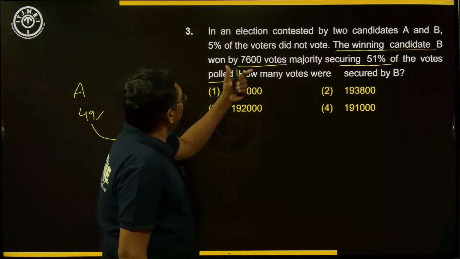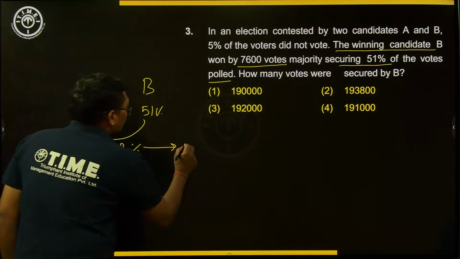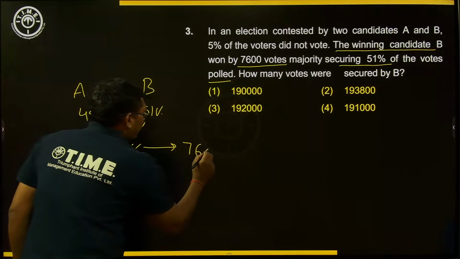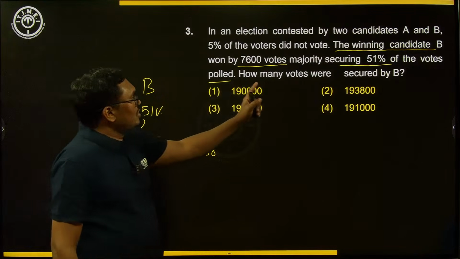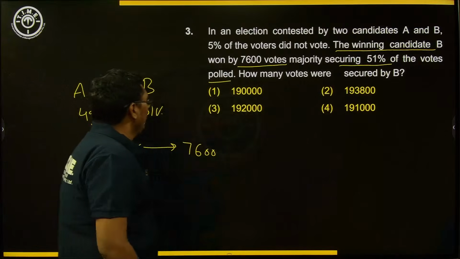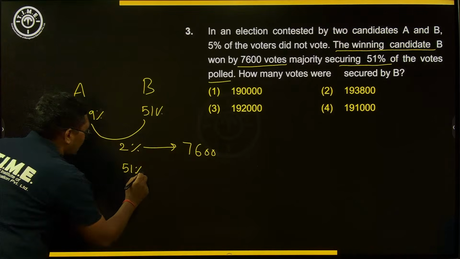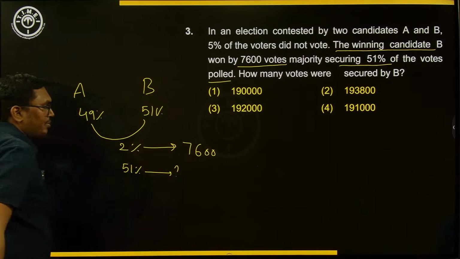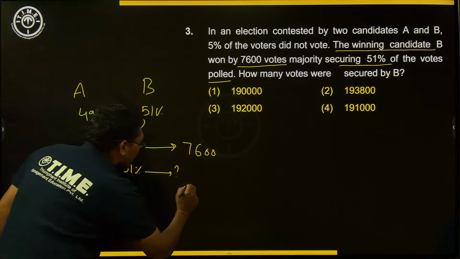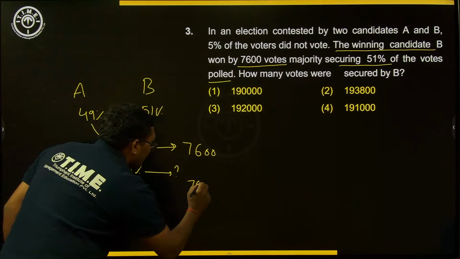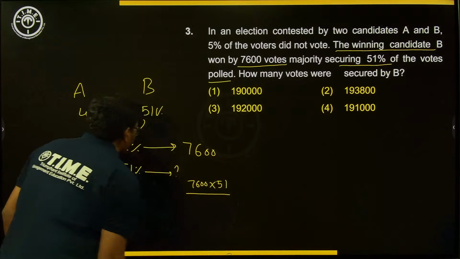That means here how many votes, ఇక్కడ బీకి ఎన్ని ఎక్స్ట్రా ఓట్స్ వచ్చాయి? 7600. అంటే 2% indicates 7600, right? So what you have to find, how many votes were secured by B? So మనకి B కి ఎంత వచ్చాయి? 51. So just మన 51% is how much? Okay, yeah. So 51% is how much means cross multiplication. So 7600 into 51, divided by 2.